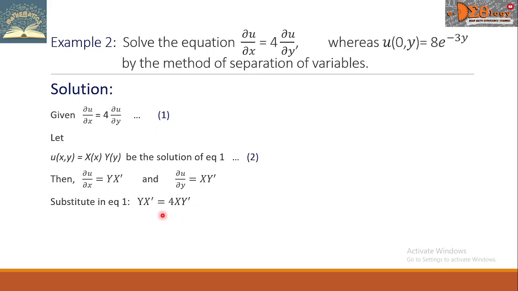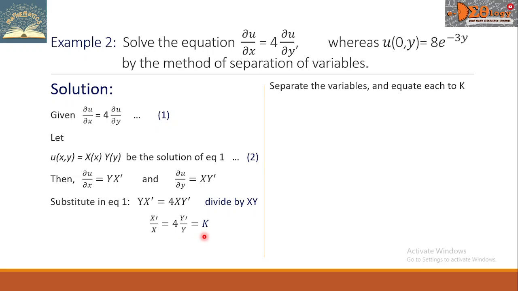In this case, we're going to divide the equation by xy. It means we're going to separate now the variables. So the equation now becomes x prime over x equals 4 times y prime over y, and this is now equal to the constant k. Next, we're going to separate the variables and equate each variable to k. So we have x prime over x equals k, and 4 times y prime over y equals k.